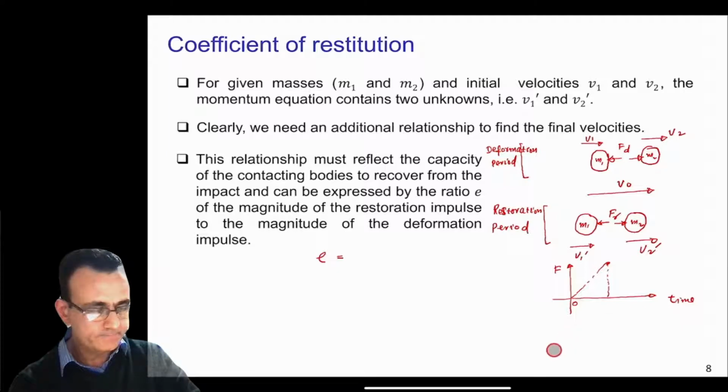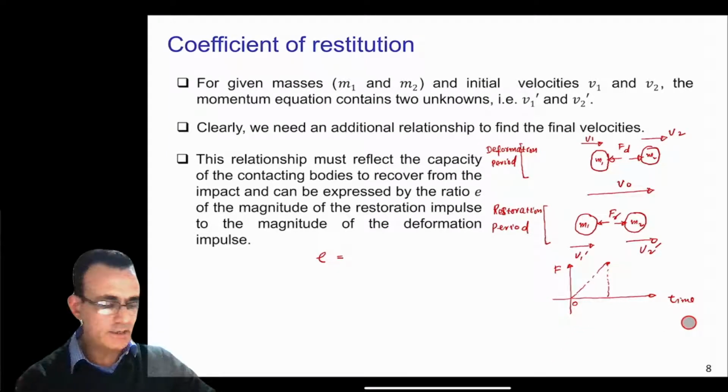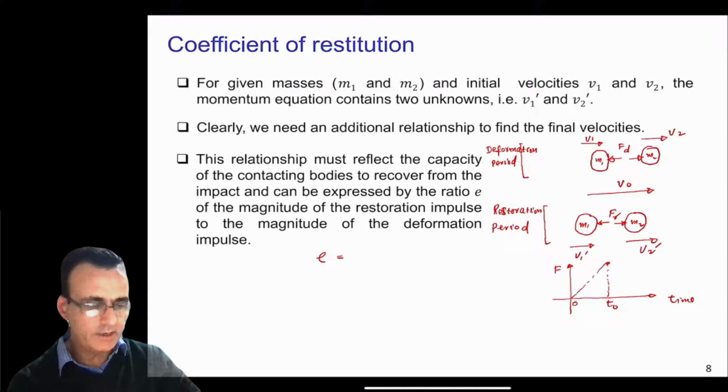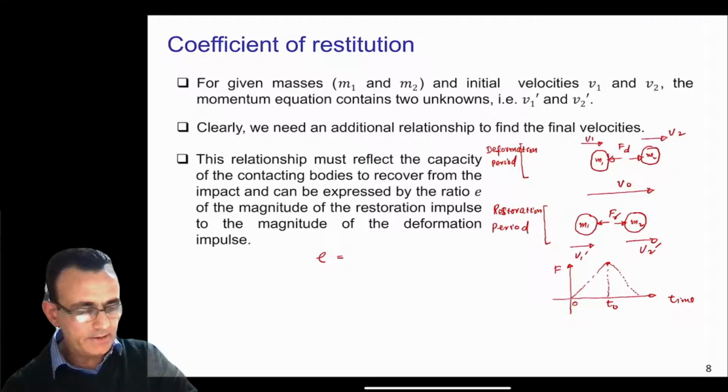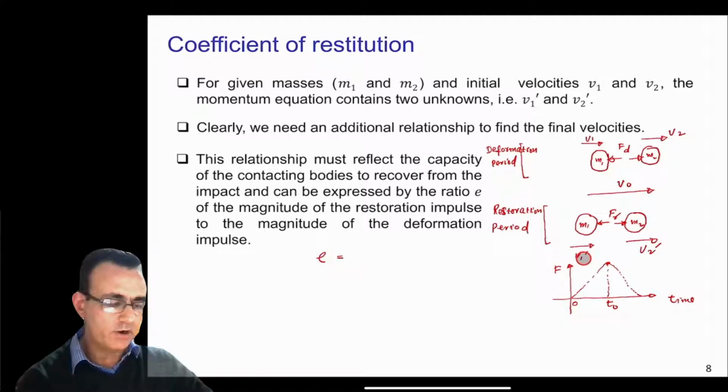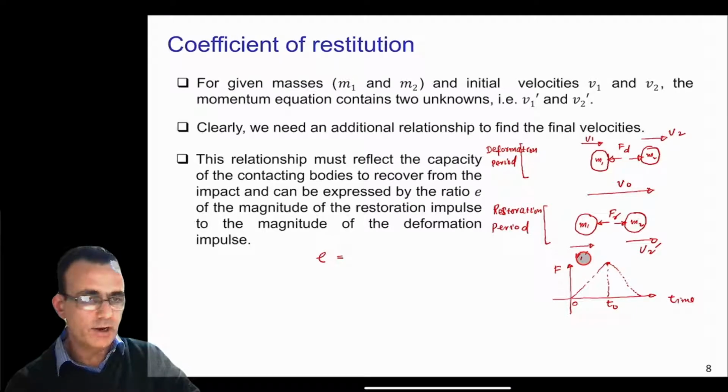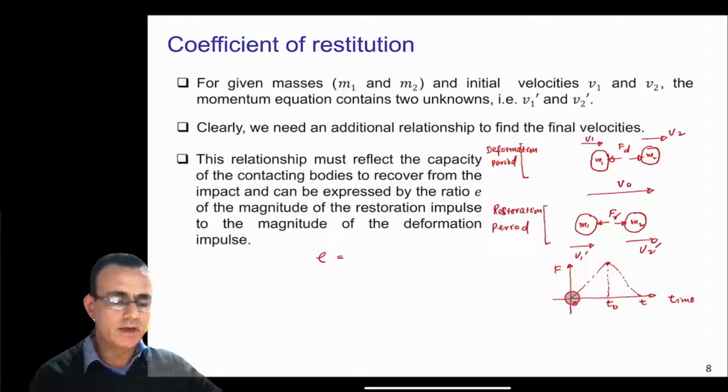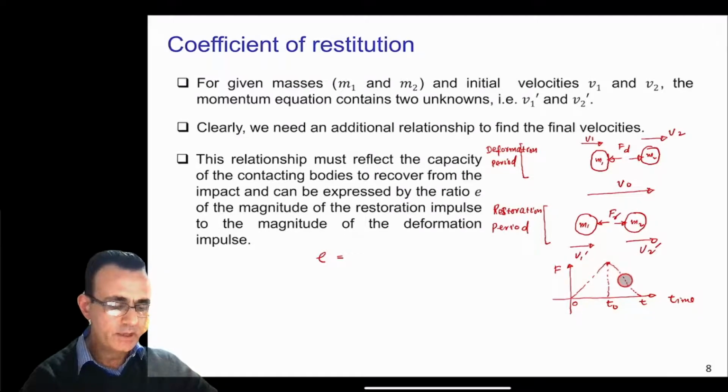So it will start from time 0, it will get to this time, which you can call t0. And then when the two bodies restore from the contact and are about to separate, the contact force will become equal to 0. This is how the contact force is changing during the impact.